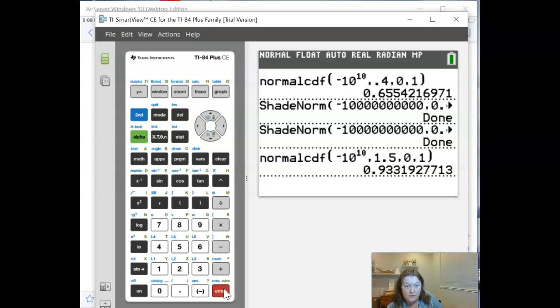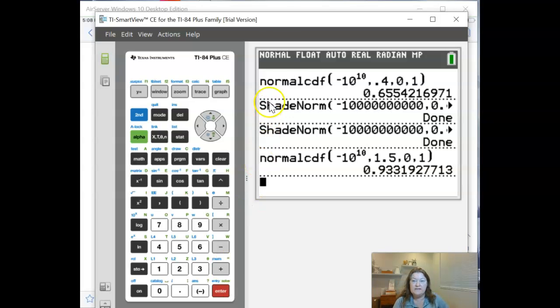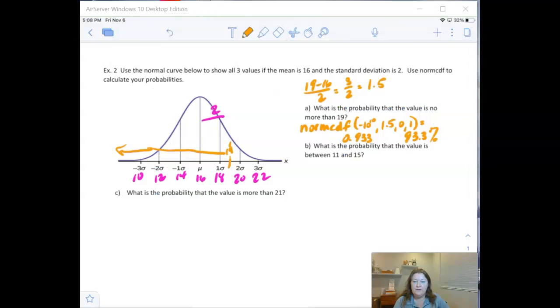So I'm going to write 0.933, which is about 93.3%, which kind of makes sense because if you take a look at it, it's more than halfway. It's all the way over towards the other side. That totally makes sense. All right, let's take a look at another one. What is the probability that the value is between 11 and 15? So 11 is all the way down here. 15 is right about here. So they're asking us to find this portion right here.